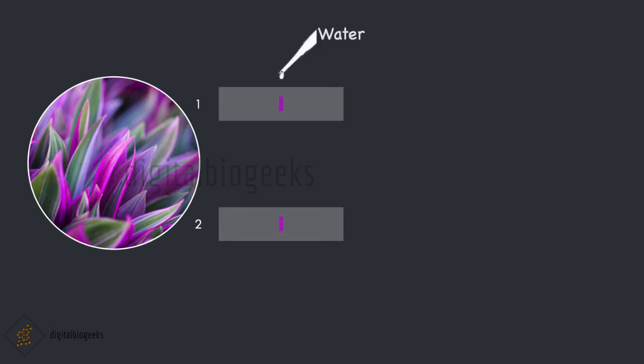Take two Rhoeo leaves. Take a small piece from inside the leaf and place it on a glass slide. Take another piece and keep it on another glass slide. To the first leaf add a few drops of water, and to the second leaf add a few drops of salt solution. Place cover slips and observe under a microscope.